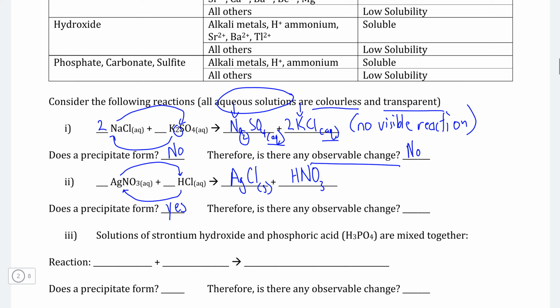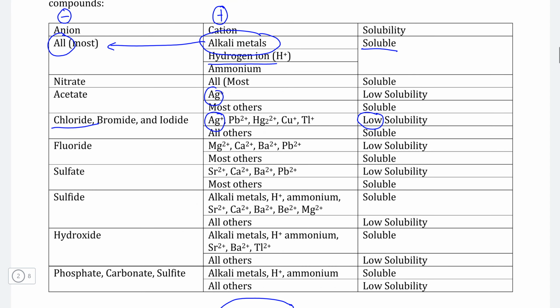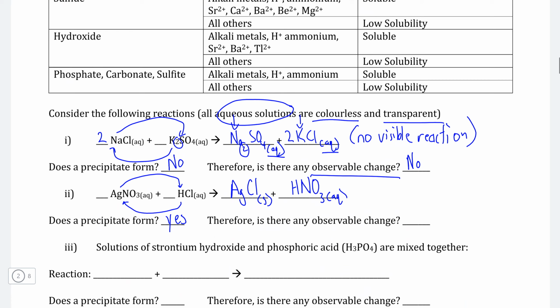Now, if we want to check whether this acid, nitric acid, would be visible, again, we can see in any situation where the hydrogen ion is our cation, it is pretty much going to result in a soluble product being produced. So even though nitric acid is able to dissolve in water, we can clearly see that we have our precipitate, and therefore there is an observable change that we can see, which means there is actually a chemical reaction that has taken place because this new precipitate clearly identifies that a new compound has been made.